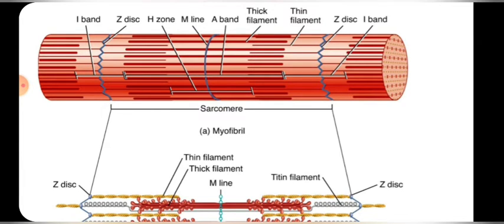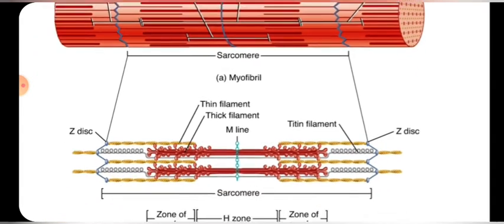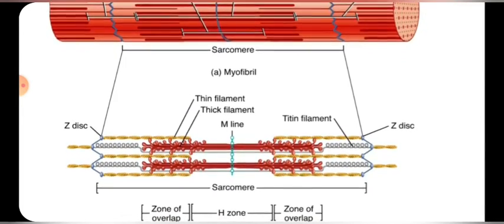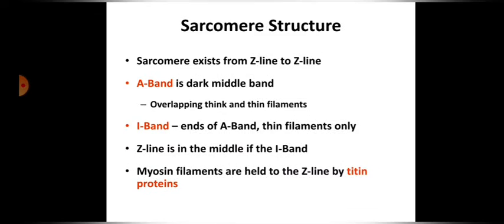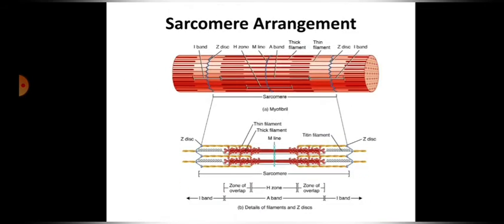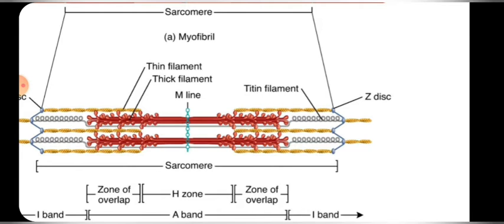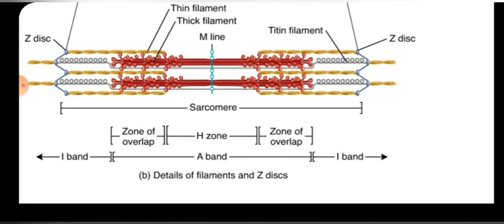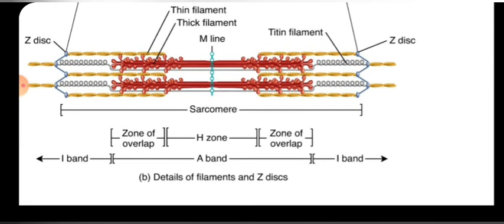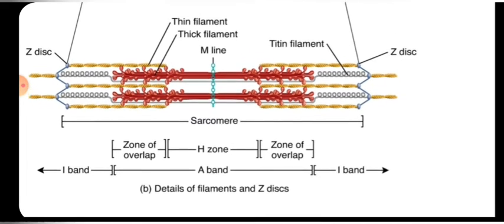The I bands are also shown in this figure. In this figure you can see an elaborated sarcomere wherein you can see a myofibril, and in the second figure you can see details of filaments and discs and Z discs.